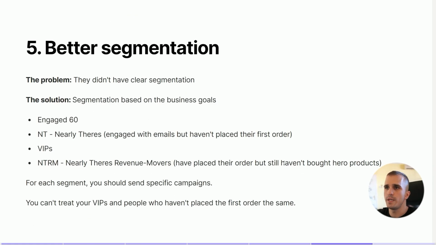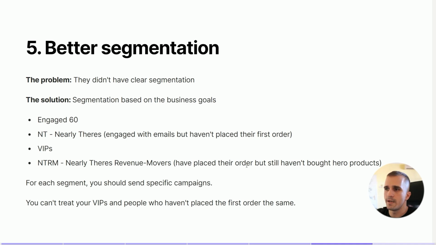Then the next thing that we have here is that we have applied a better segmentation. They didn't have a clear segmentation. They were selling sometimes to the whole list, sometimes to any segment and stuff. We have done a segmentation based on the business goals. Main segmentations that we have created are engaged 60, so all these guys that are engaged with their emails. Then nearly there, so all these guys that are engaged with emails but still haven't placed their first order. Then we have introduced the VIPs, and then we have introduced NTRM, which stands for Nearly There's Revenue Mover.